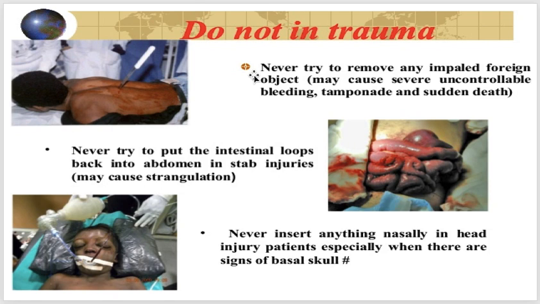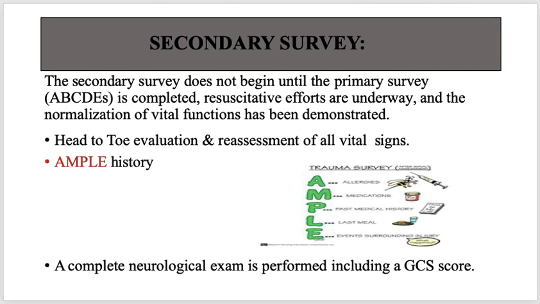So do not do these things in trauma. Never try to remove any impacted foreign object, because it can lead to uncontrollable bleeding; maybe the tamponade effect will be lost. Never try to put the intestinal loops back into the abdomen in stab injuries, because it can cause strangulation. Never insert anything nasally in head injury, because it can damage the skull base and damage the brain. Secondary survey, guys, AMPLE history.